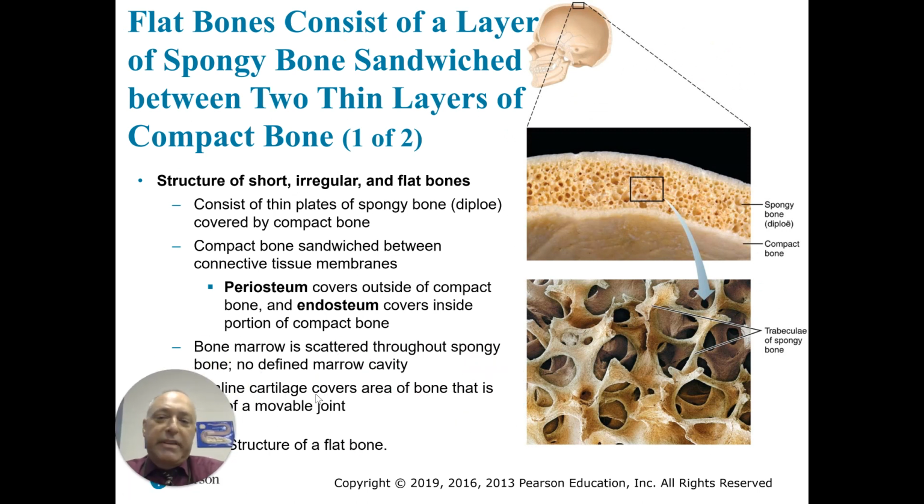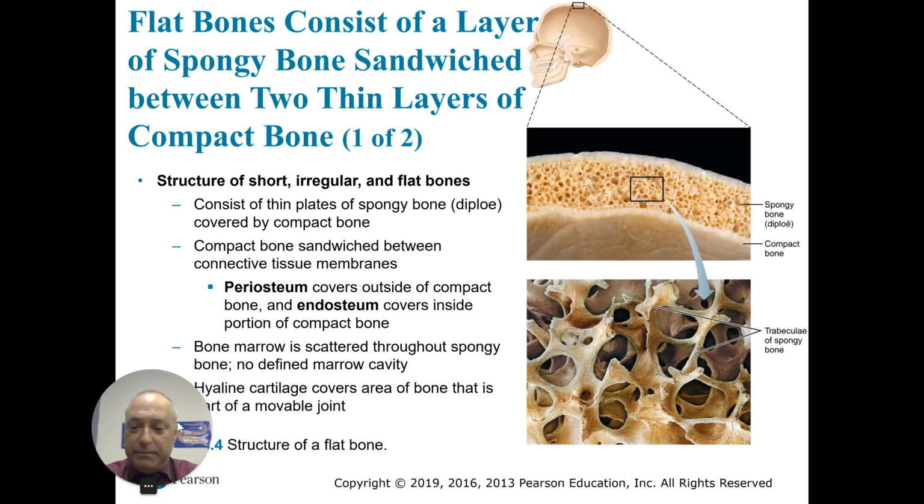So flat bones consist of spongy bone sandwiched between two thin layers of compact bone. And these can be short, they can be irregular bones. They consist of thin plates of spongy bone covered by compact bone. There's a periosteum, which covers the outside of the compact bone, and an endosteum, which is the internal portion. And in the internal portion you can see these trabeculae of the spongy bone. And these trabeculae are going to house the marrow.